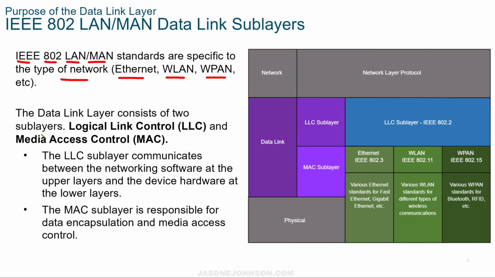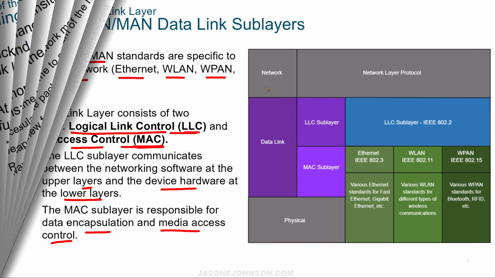The data link layer consists of two sublayers, the logical link control and the media access control, the LLC and the MAC. Don't get that confused with the MAC address. The LLC sublayer communicates between the networking software at the upper layers and the device hardware at the lower layers, and the MAC sublayer is responsible for data encapsulation and media access control. Here's a visual representation of the data link sublayers.